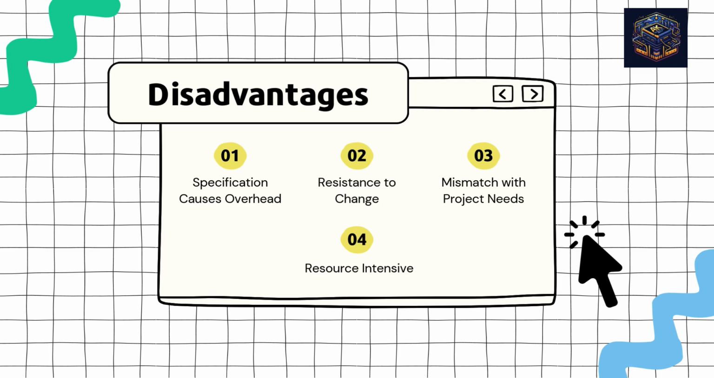In conclusion, while process and control specifications offer structure and benefits, they can also lead to challenges related to overhead, resistance to change, mismatched project needs, and resource intensiveness. These factors should be carefully considered when deciding how to implement specifications in a project.